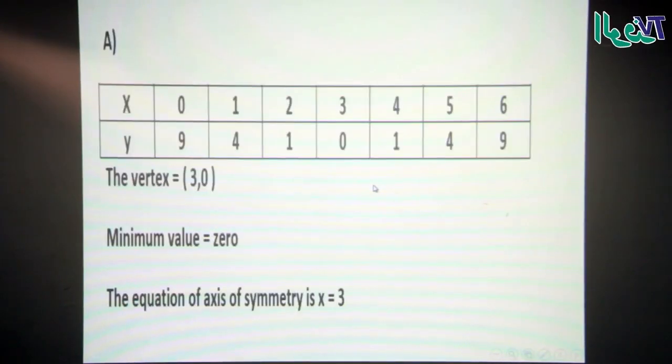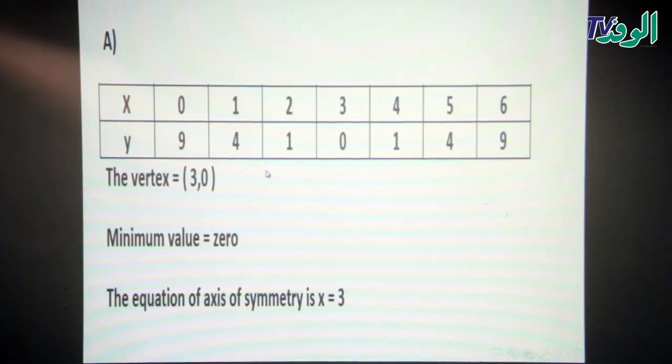Here we start forming our table. The x numbers I took from the interval, from 0 to 6, and you know that we use the calculator to evaluate the function at x equal 0, at x equal 1 and so on. We find that y came out 9, 4, 1, 0, 1, 4, 9. Plot the 6 points, or the 7 points actually, then join them.